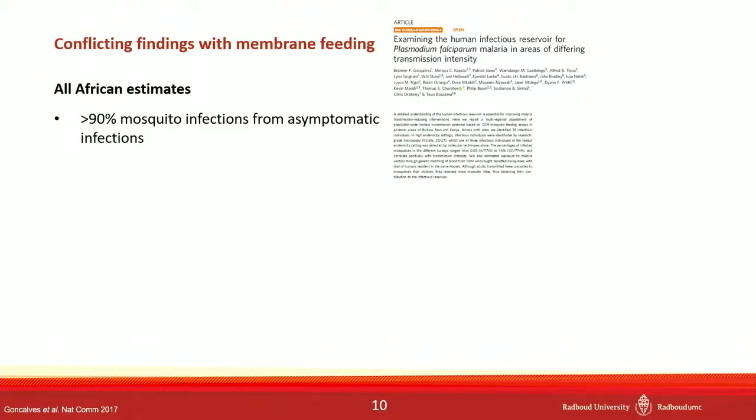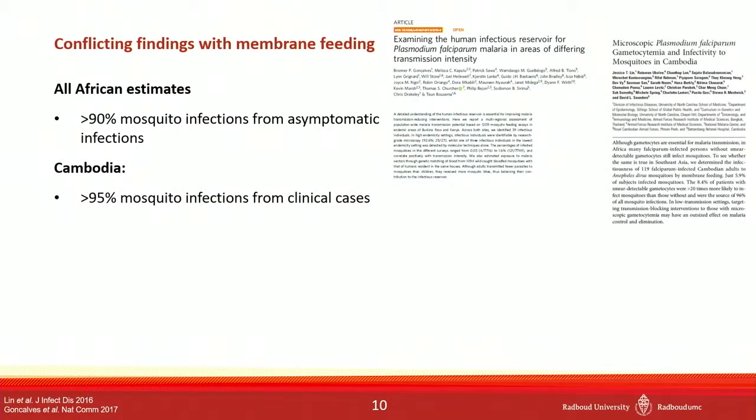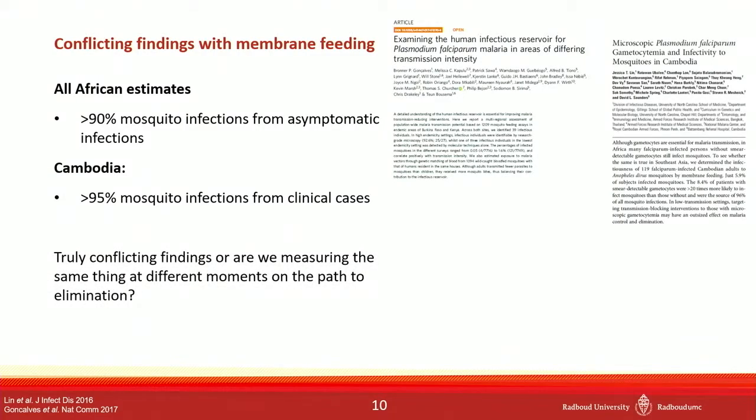In our studies, and we've done this in Kenya at 2 sites, and in Burkina Faso and in Ethiopia, we see that more than 90% of the mosquito infections seem to arise from the asymptomatic reservoir, which makes a lot of sense if you think about all the asymptomatic parasites that are out there. But then Steve Meshnick and Jessica Lin published from Cambodia that more than 95% of the mosquitoes are infected from clinical cases. So do we actually have conflicting results, or are we measuring the same thing but at different time points on the path to elimination?